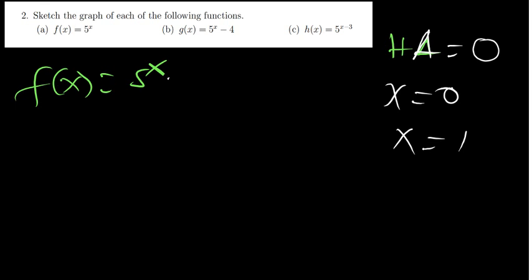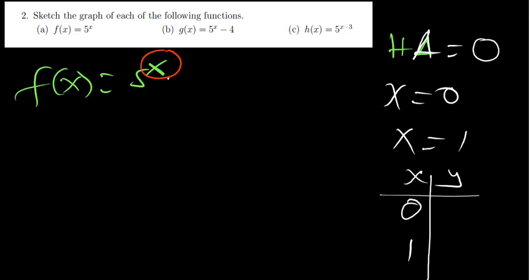After doing that, we have to put the coordinates here. So I have x, y. Now I'm saying x has to be equal to 0 and also x has to be equal to 1. If x is 0, if I put 0 here, I can see that my f of x, my y value, is going to be 1, because any number to the power 0 is 1. If I put 1, I'm going to get 5. So I need to have my graph now.